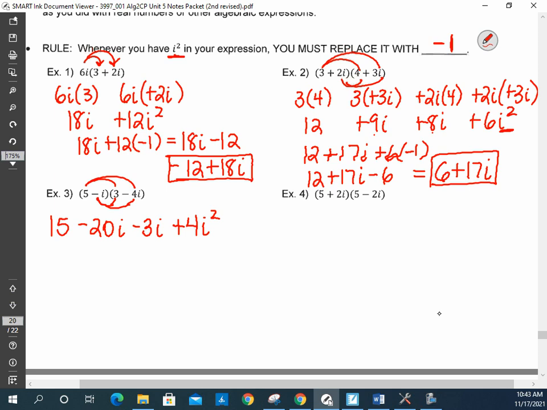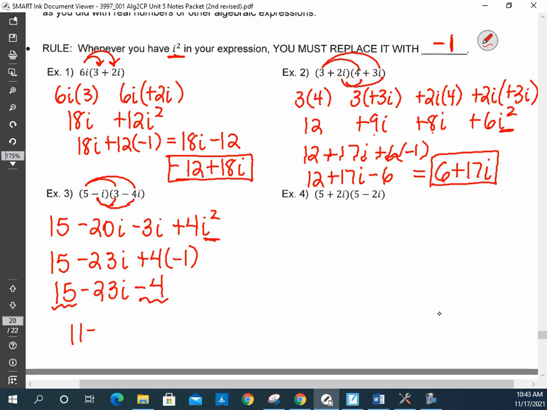So we combine where we can combine. So 15, -20 minus 3 is -23i. And then i squared is still -1. So 15 minus 23i minus 4. 15 minus 4 gives you 11 minus 23i. So it's not a hard problem. It will work, but not a hard problem at all.